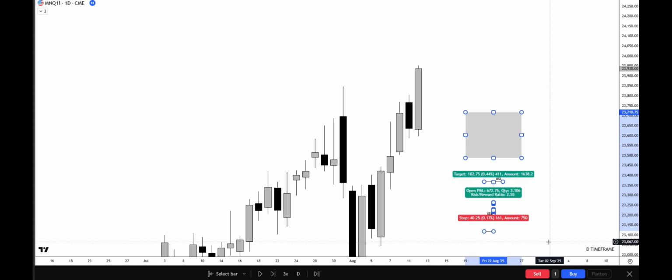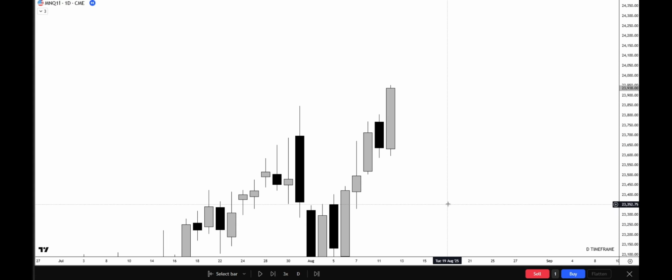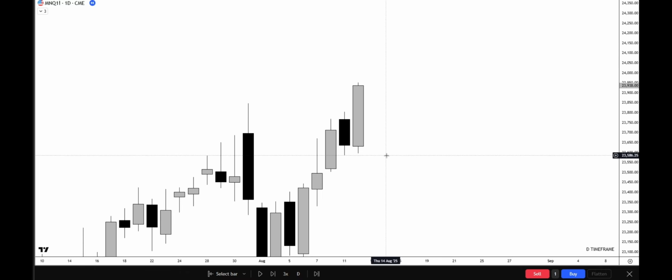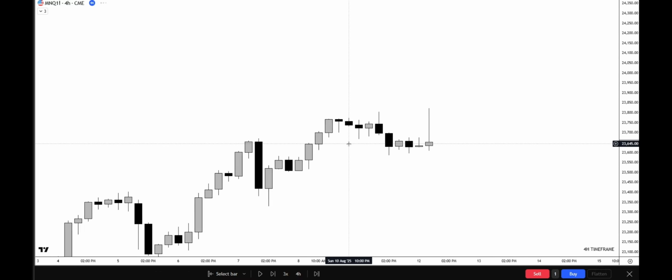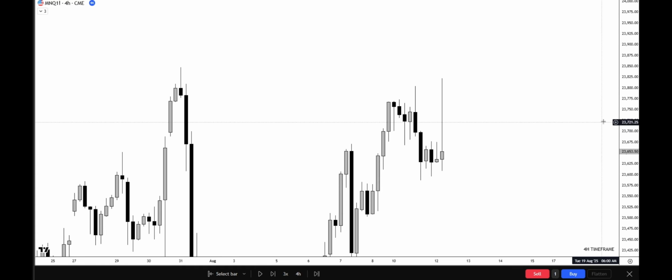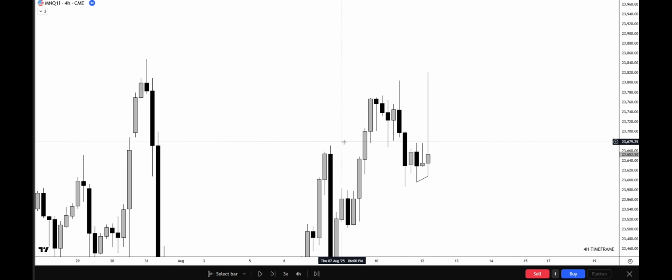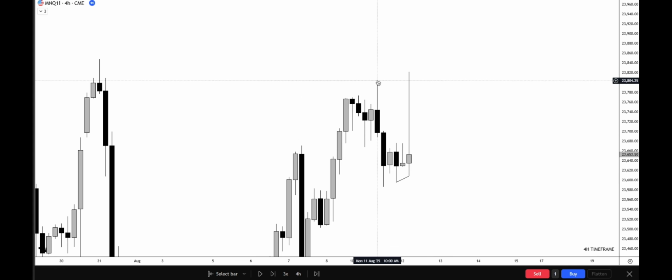What do we have here is, we go to 4 hour. We do have an SMT here at 6 a.m. We do have an SMT with these two candles with ES. So we failed to close here, or somewhere we did a pin bar close.